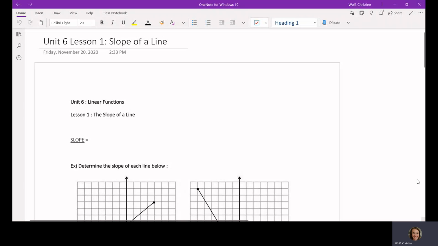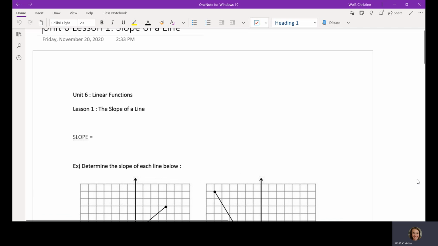Unit 6, lesson 1, you guys, we're going to be talking about the slope of a line for this lesson. We've already talked about slope in Unit 5 a little bit. This is really not going to be much new, just more of a review. This lesson is very easy and very simple. We're going to fly through.